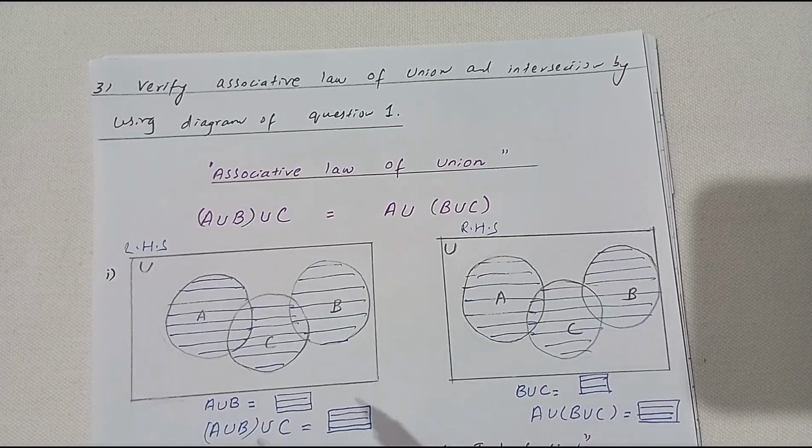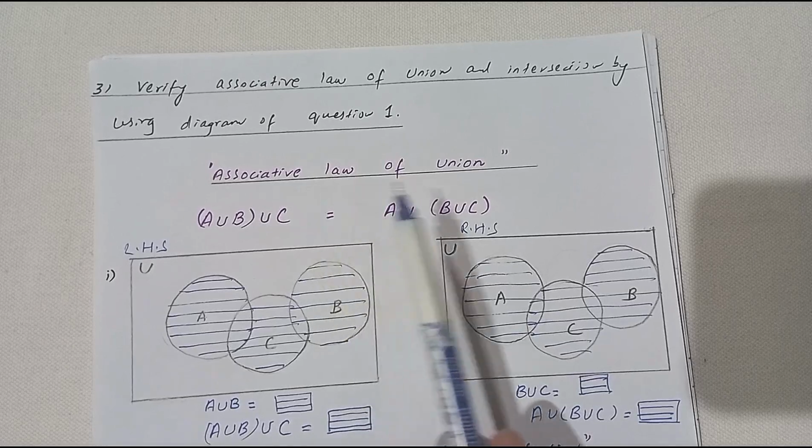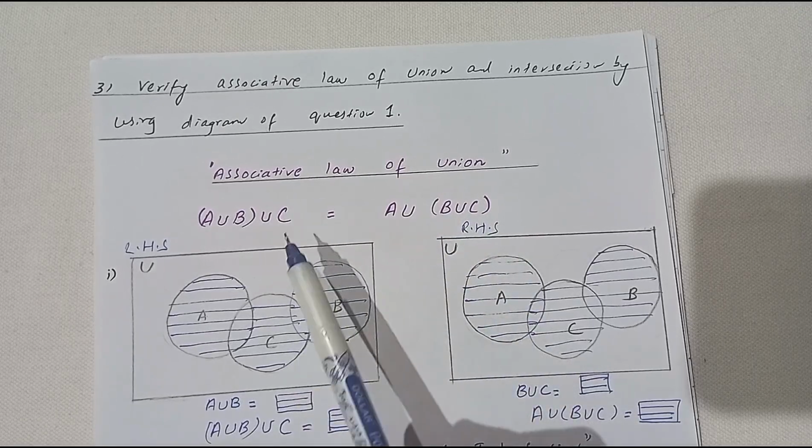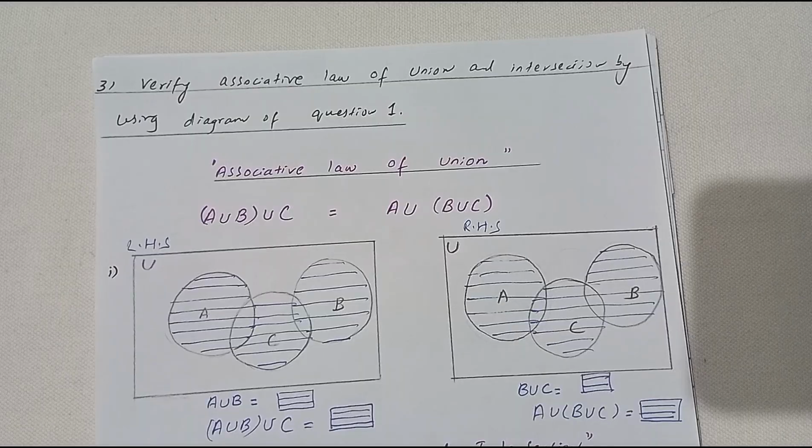So as you can see, the left and right hand side shading of associative law of union is the same on both sides, so both sides are equal to each other.